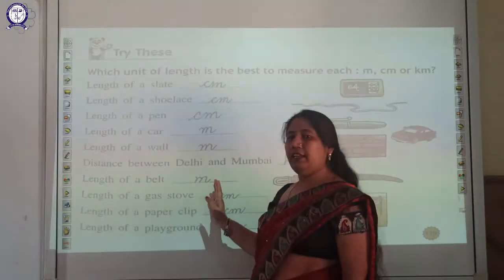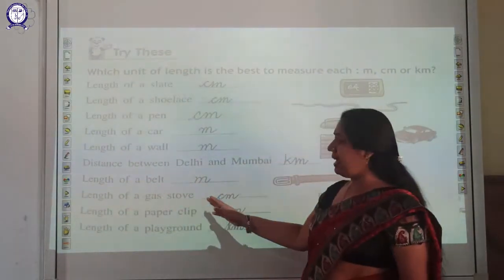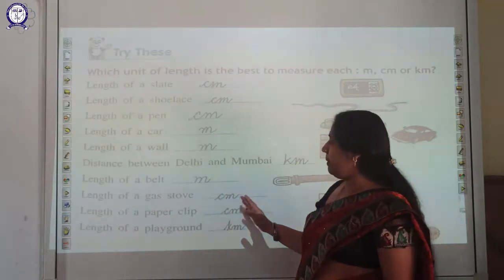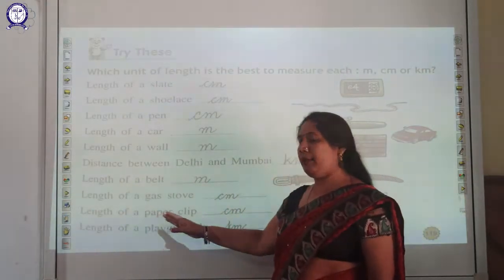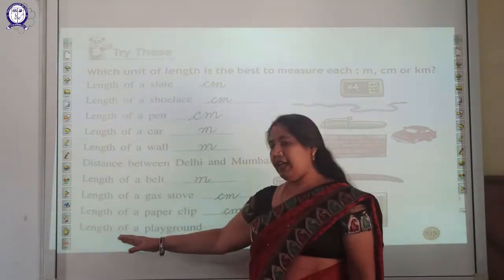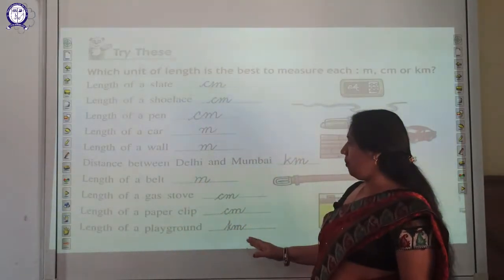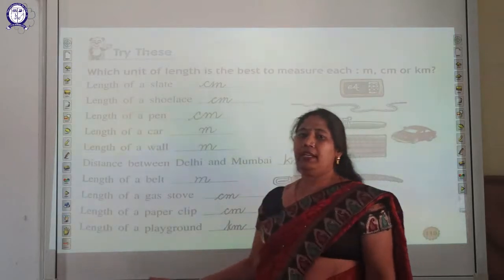Length of a bag, in meter. Length of a gas stove, in centimeter. Length of a paper clip, centimeter. Length of a playground, kilometer or meter.